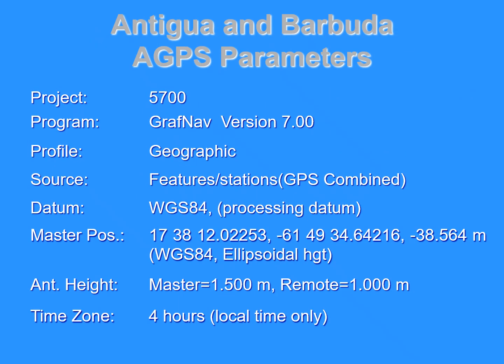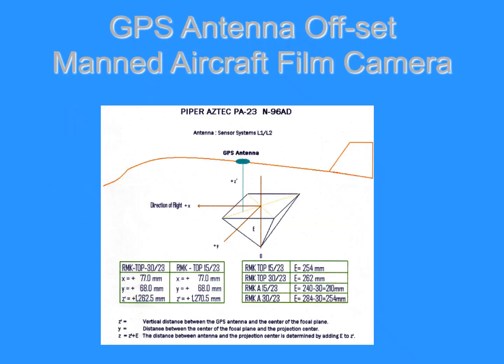Antigua and Barbuda airborne GPS parameters. This is metadata concerning the aerial photo acquisition for Antigua and Barbuda. GPS antenna offset for a manned aircraft film camera, in this case, the Piper Aztec PA-23.